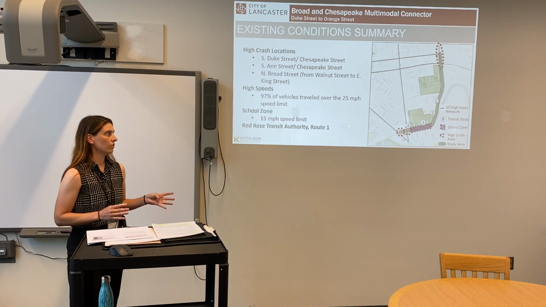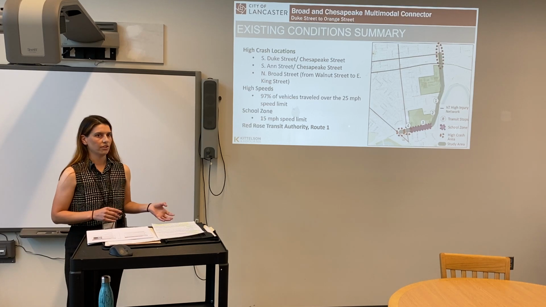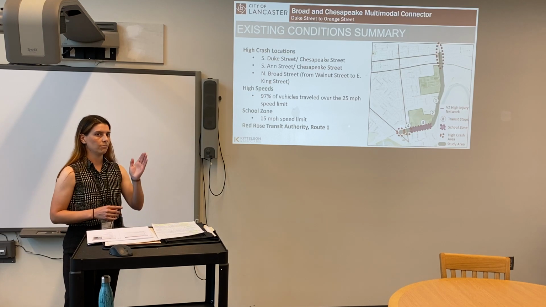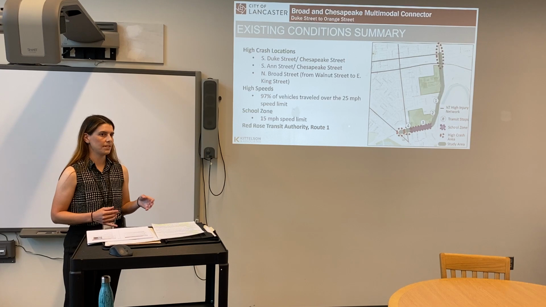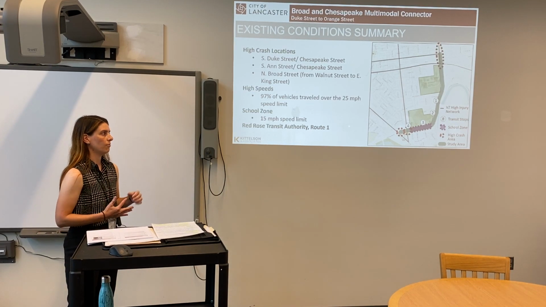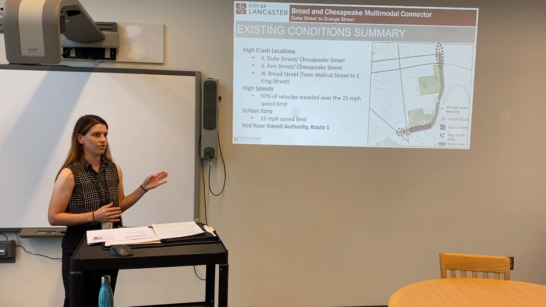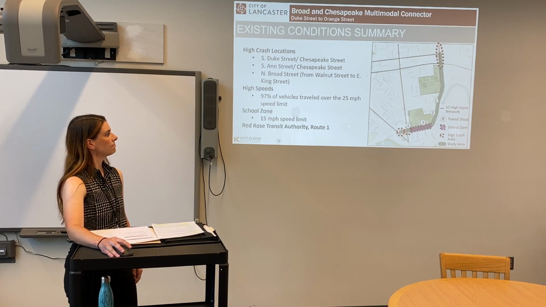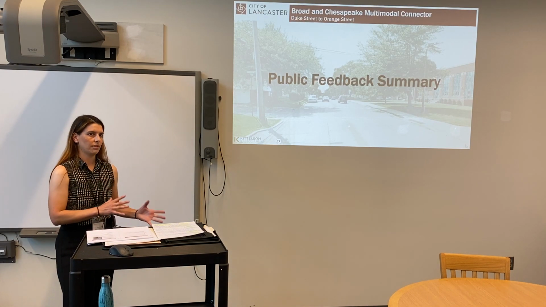And there's also 4 transit stops in the vicinity of the corridor. Red Rose Transit Authority Route 1 travels southbound on Broad Street and westbound on Chesapeake, and there's stops at Claremont Avenue, Circle Avenue, near Stevens Avenue near a driveway, and then also just north of the South Ann Street intersection. So that was just a recap.